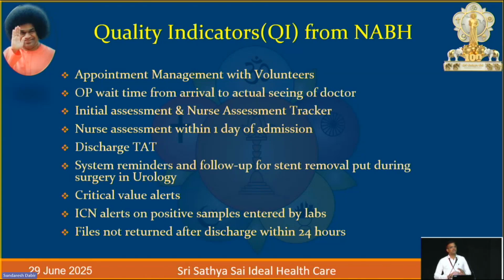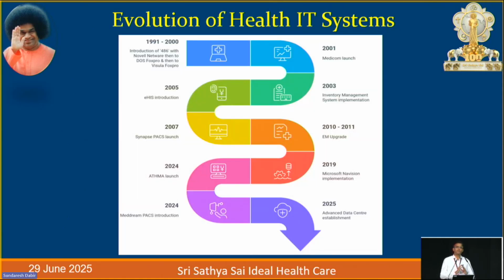Moving on from these kinds of predictive analytics work, for the quality indicators that are prescribed by NABH, a host of things have been possible in our systems so that the doctors are able to take it further. So how is all this possible?